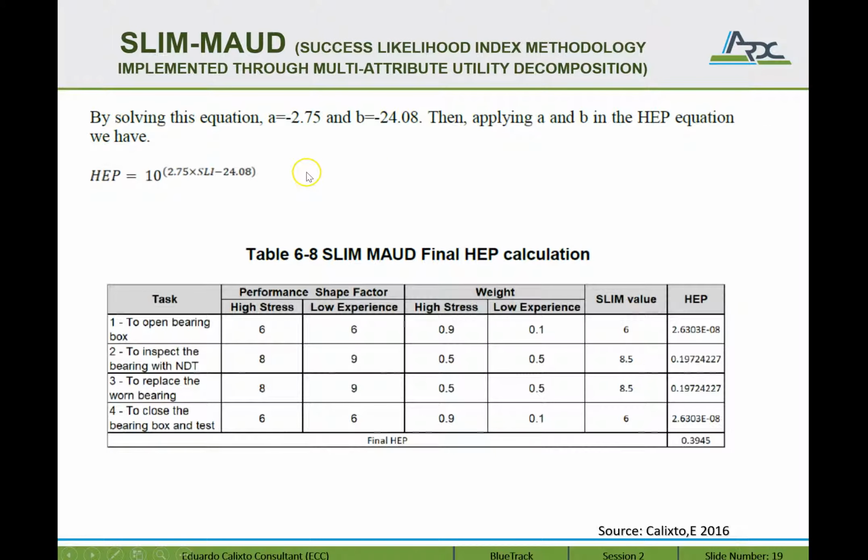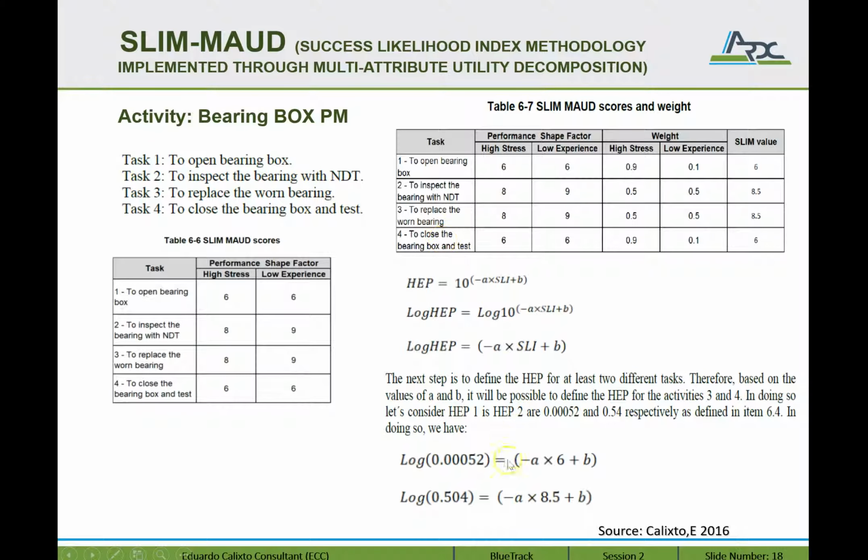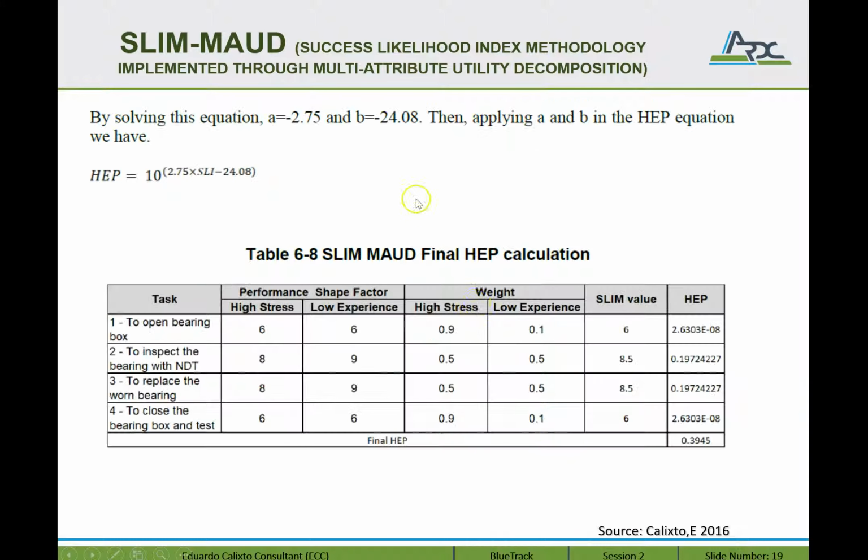So that's what I've done. I applied two values of the probability error in here, and then I got the values of A and B, and now I can predict the human error probability based on this equation. So I just need to get the SLI value and input it in this equation here, and then I have the human error probability for each one of the tasks, and in the end I will have the human error probability for the activity.